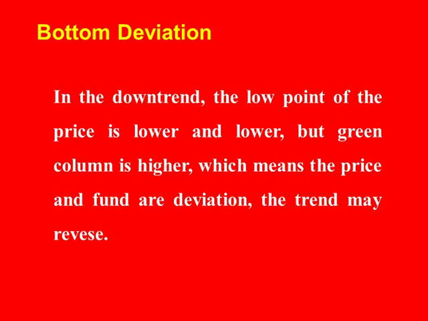So let's see the bottom deviation. In the downtrend, the low point of the price is lower and lower, but the green column is higher, which means the price and funds deviate, and the trend may reverse.